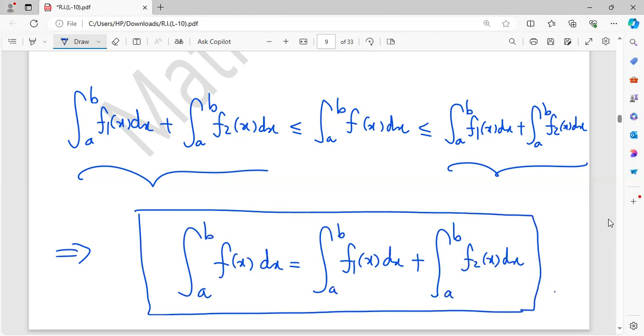So this theorem is also done. We have proved that if f1 and f2 are Riemann integrable over AB, then f equal to f1 plus f2 is also Riemann integrable, and the Riemann integral of f is the Riemann integral of f1 plus the Riemann integral of f2.